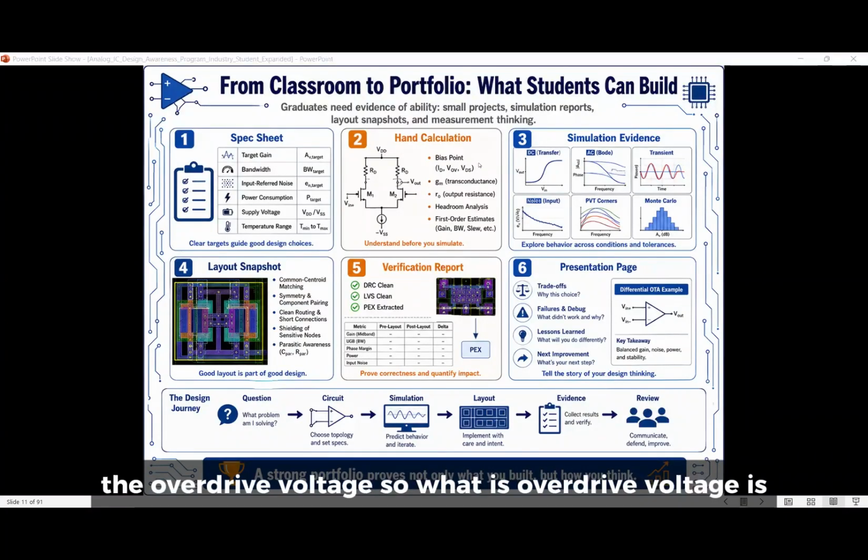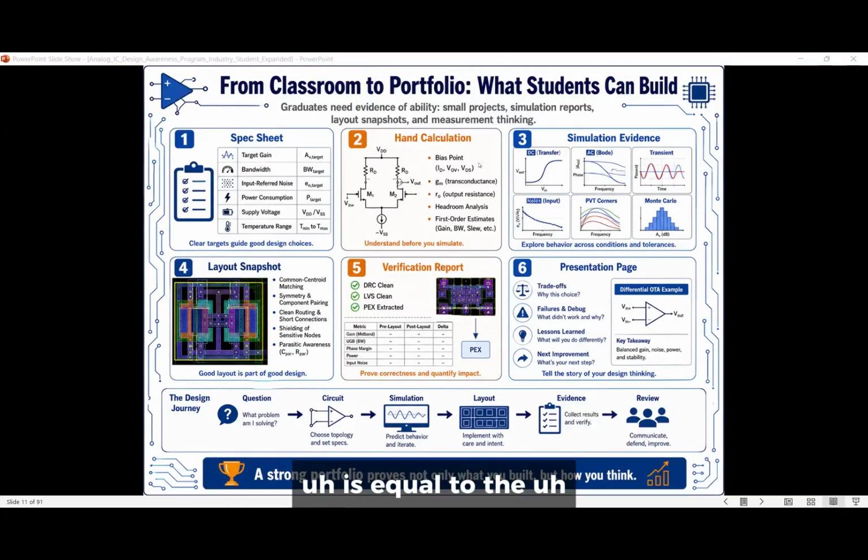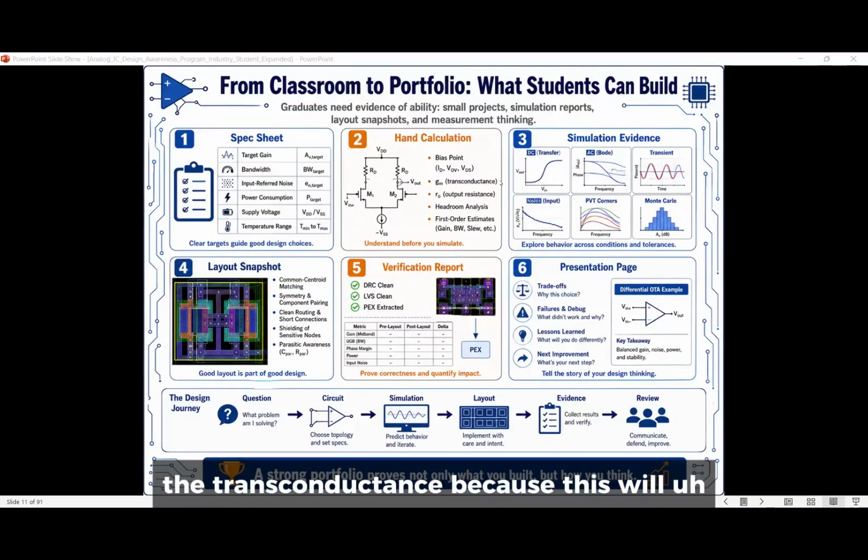The overdrive voltage is equal to the VGS minus VTH, right? We have already studied this in our course. And more importantly, the transconductance, because this will determine the gain directly, right? And the output resistance. The gm multiplied by ro is simply the near DC gain of this amplifier, right?